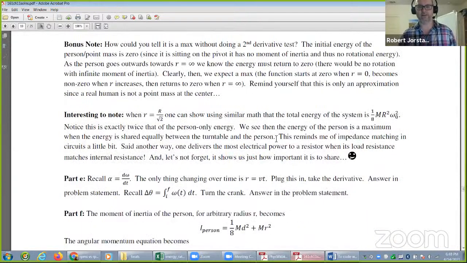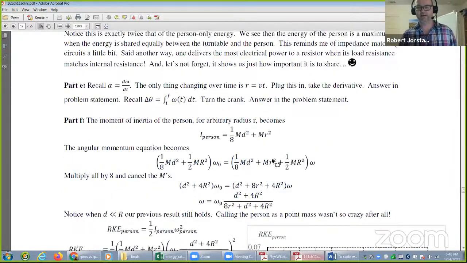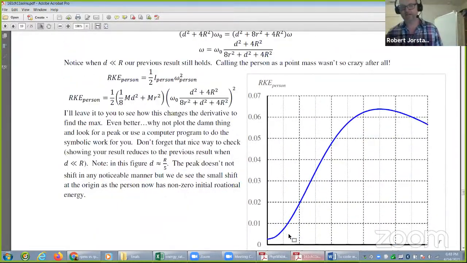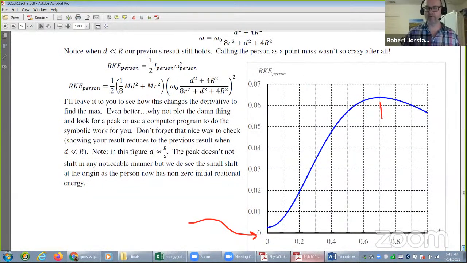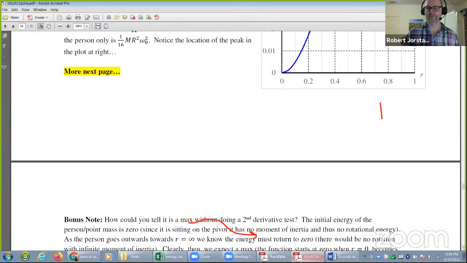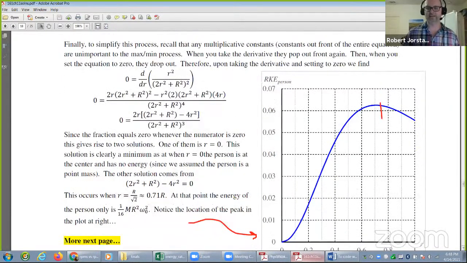You could do second derivatives, blah, blah, blah. This relates to electric circuits. There's a bunch of comments. Here's what it looks like. Just to point out, you may be saying that person is not a point mass. Well, you're right. I plugged in some realistic values, and look at this. The maximum is at about 0.7, regardless of whether you treat the zombie as a point mass or not. Do you see that?